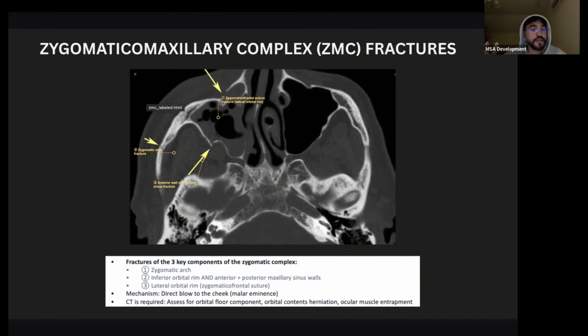Okay? Mechanism, basically, they will tell you in the question that there was a direct blow or trauma to the cheek. And basically here you would have to do a CT so that you can assess the bony landmarks of the orbit and see if there are any fractures or not.